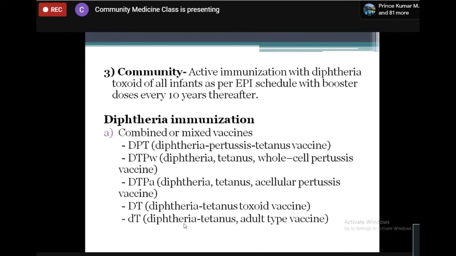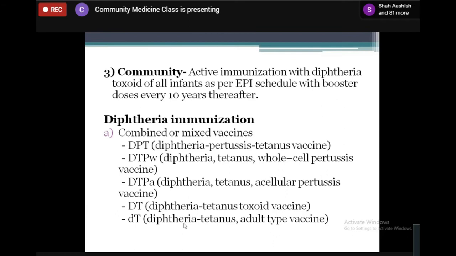There are type A and type B. So in pentavalent we include Haemophilus influenzae type B vaccine, hepatitis B vaccine, and DPT vaccine. So five vaccines are combined in one vial. This is done for patient compliance, so that in one injection shot, the child will be immunized against five communicable diseases. It is not given in the book in this form like DPT, DTPw. DTPw means diphtheria, tetanus, and small w stands for whole cell pertussis vaccine. And DTPa, diphtheria, tetanus, small a stands for acellular pertussis.